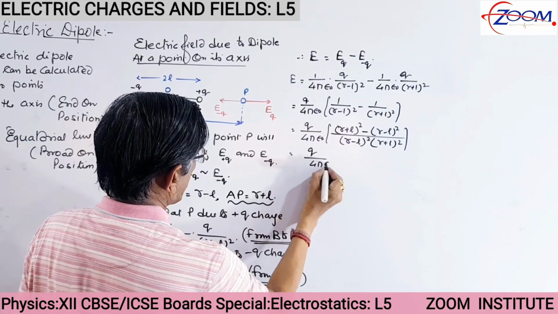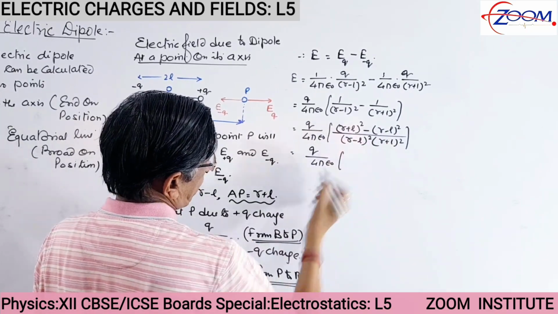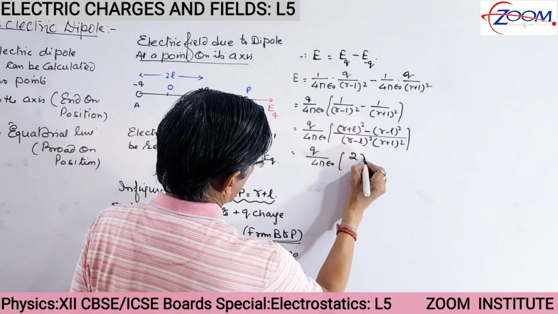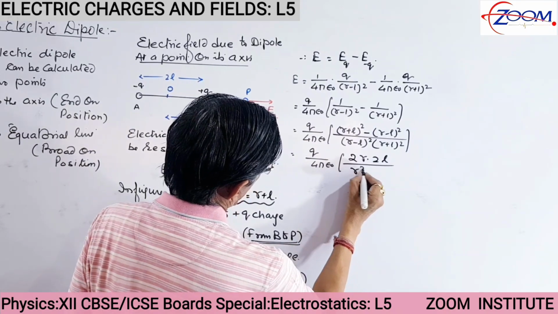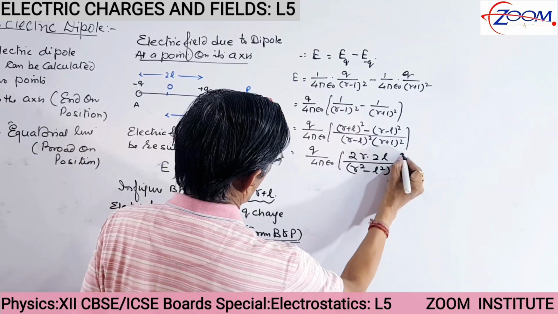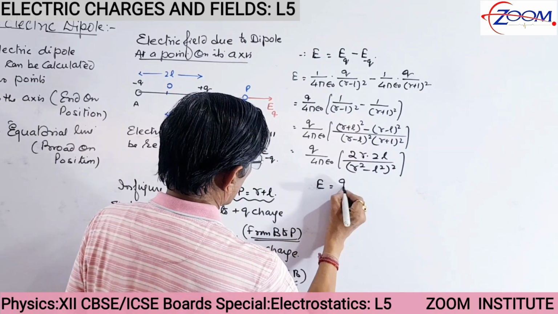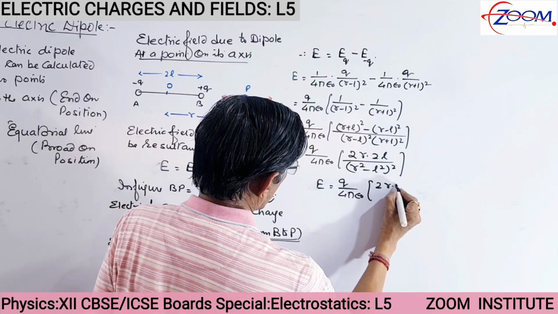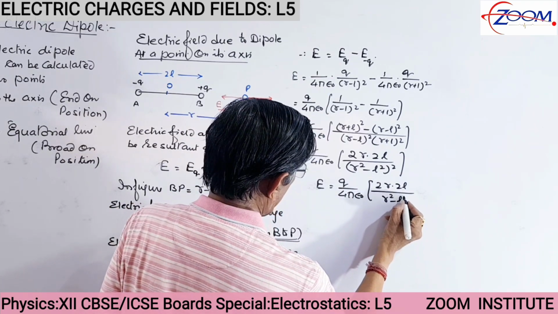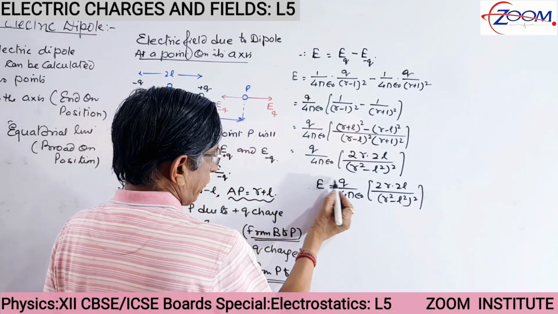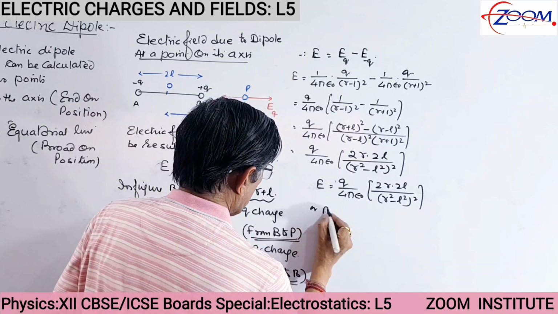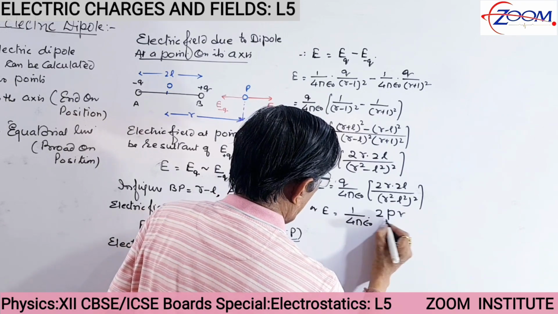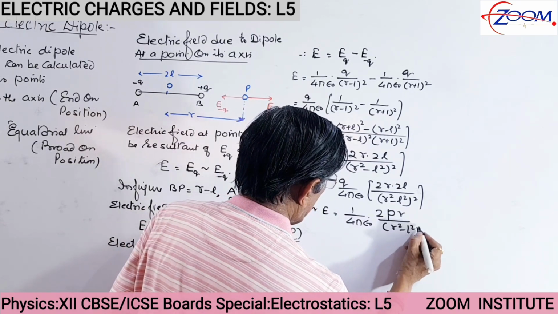Q upon 4 pi epsilon naught, minus between the two squares, A square minus B square is equal to A plus B, A minus B. So I can write it is 2R into 2L upon R square minus L square whole power 2. So E is equal to Q upon 4 pi epsilon naught 2R into 2L upon R square minus L square power 2. We can take Q with 2L, or E is equal to 1 upon 4 pi epsilon naught 2 P R upon R square minus L square power 2.